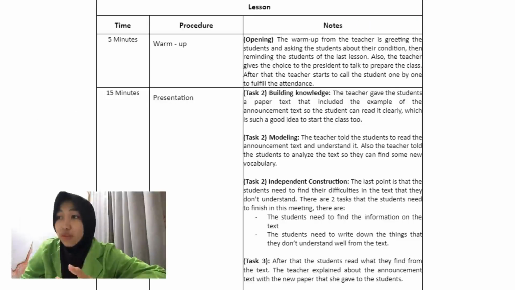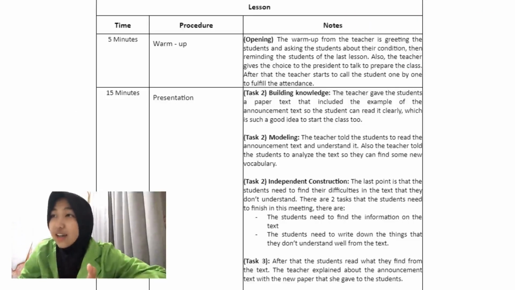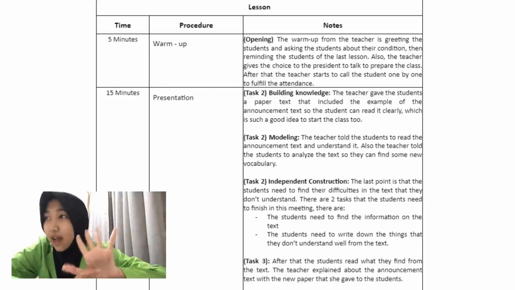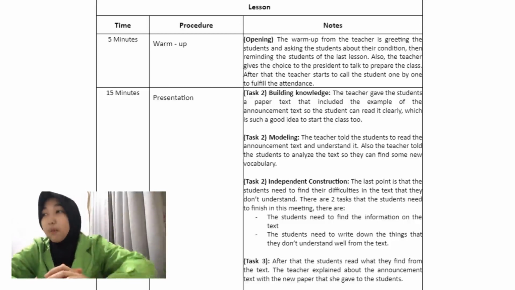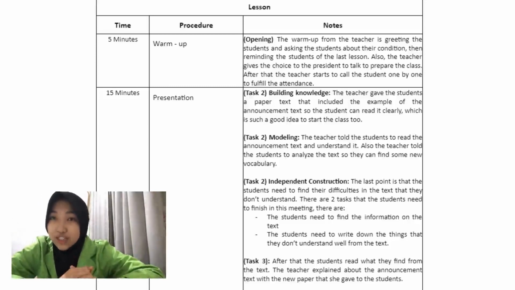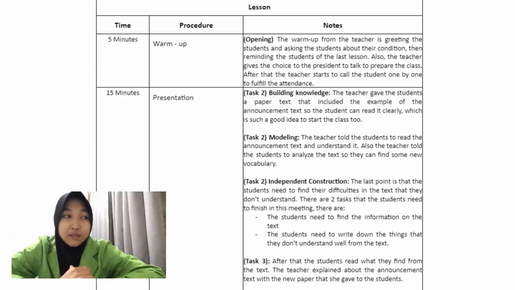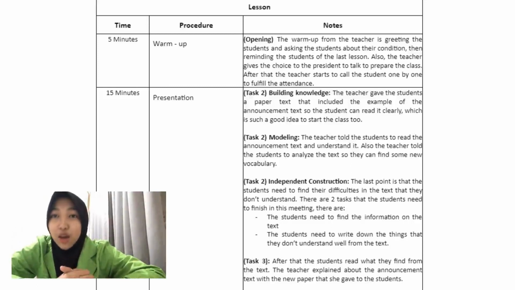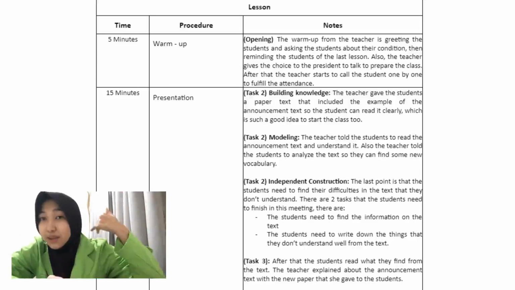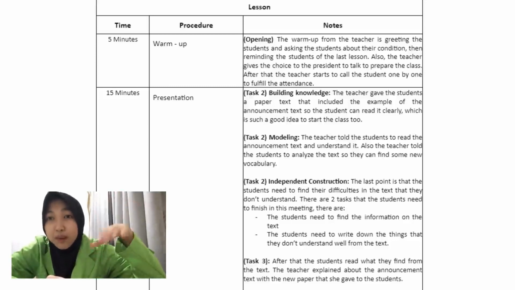Then for the lesson, for the warm up or opening, the teacher spent 5 minutes. For the warm up, the teacher greets the students by asking how they feel, and the teacher reminds the students about their last meeting's material, and that helps students to remember every material that they learned.